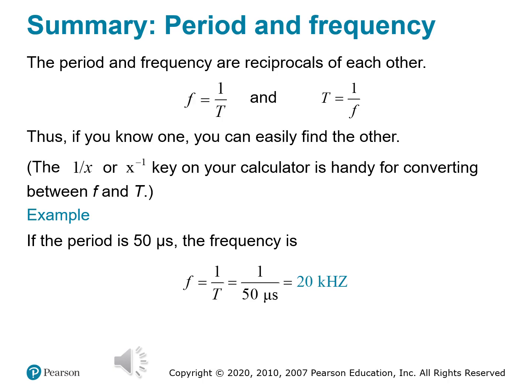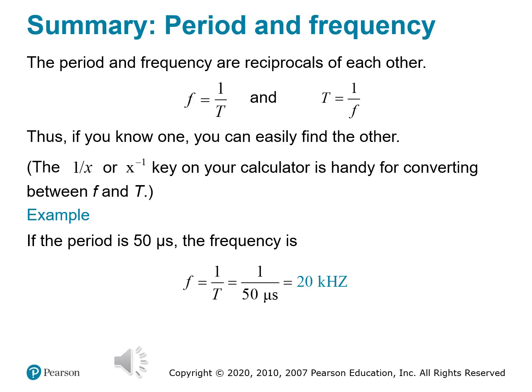Just hit that 1 over x key on your calculator. So here's an example. Let's say the period is 50 microseconds. And to find the frequency, again, I'm going to say plug and chug, for my old math teacher, meaning just plug in the numbers and get the answer.